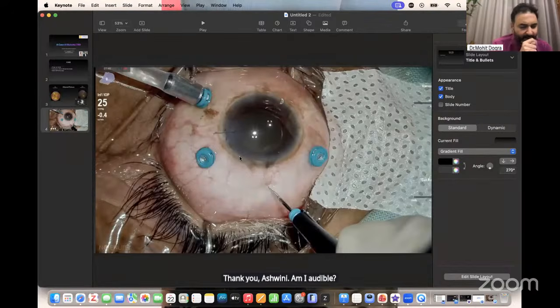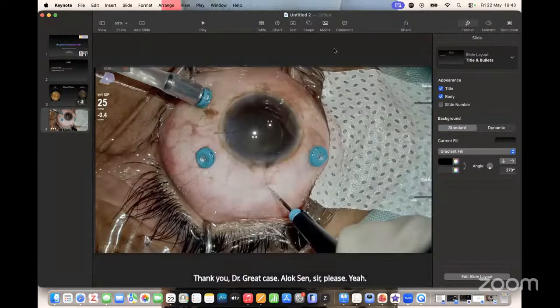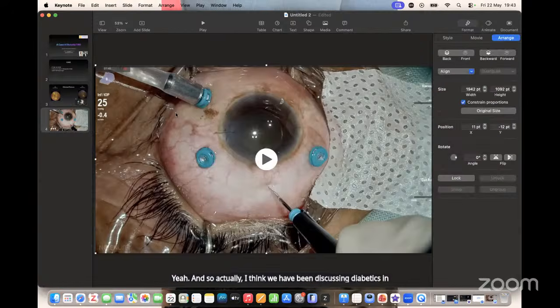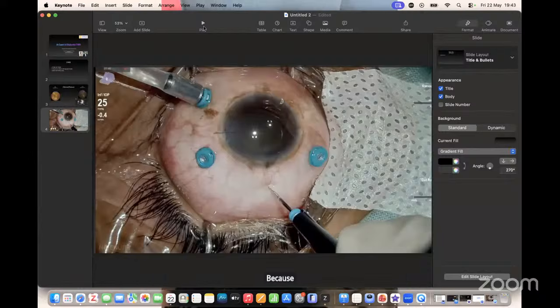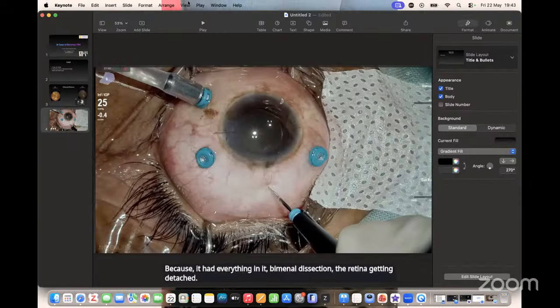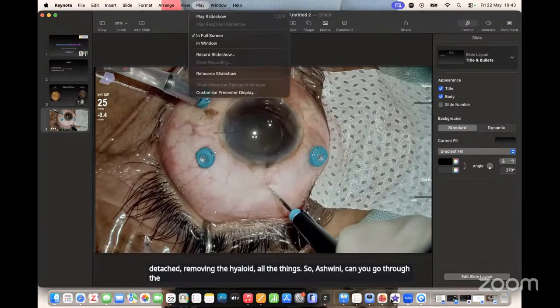Dr. Ashwini, great case. Alok Sen, sir, please. Yeah. So, Ashwini, I think we have been discussing diabetics in the start of the webinar, and all the points that MPS sir had already highlighted, and most of it happened in this case. So the case we selected because it had everything in it: bimanual dissection, the retina getting detached, removing the hyaloid, all the things.